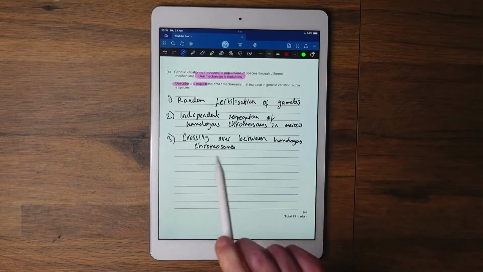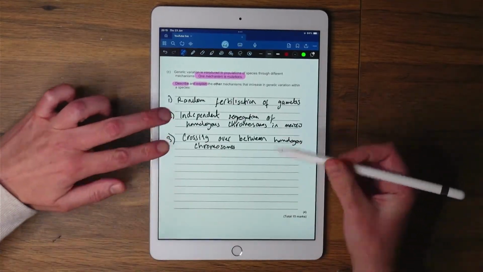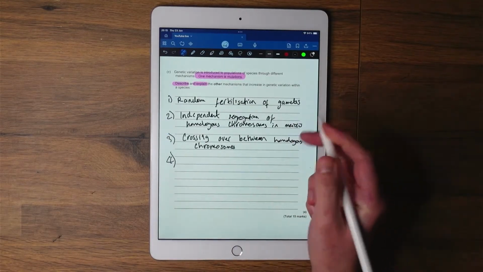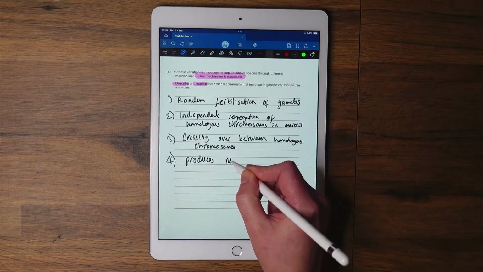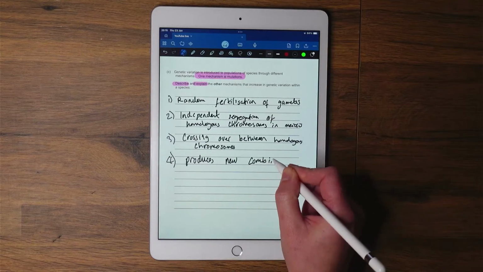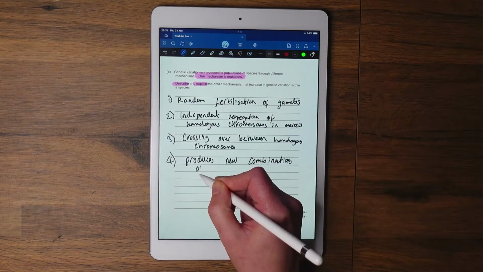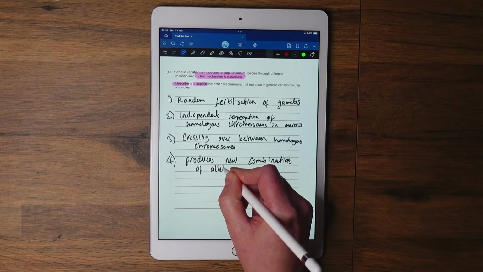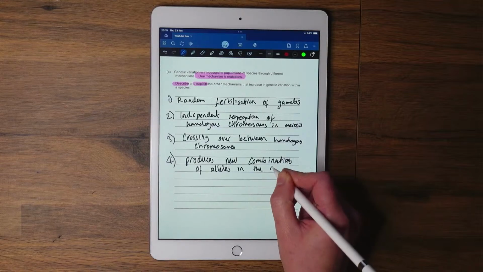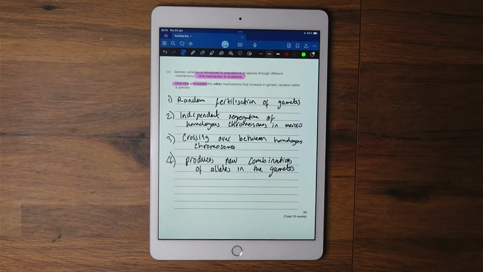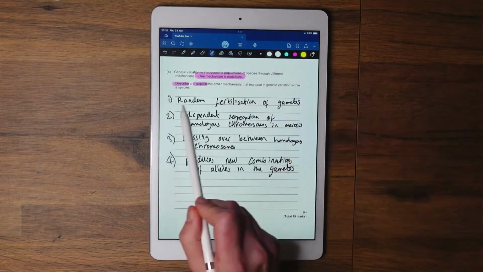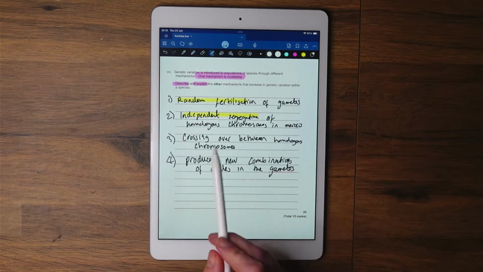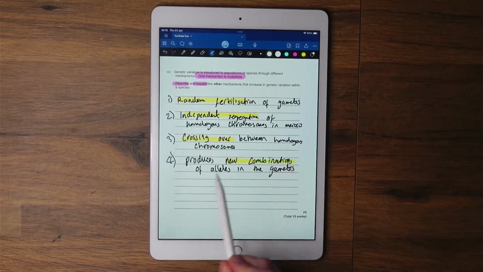But at the moment I've just described, I haven't really explained. So what happens, particularly with these 2, is it introduces genetic variation because it produces new combinations of alleles in the gametes. And that's how we get the genetic variation. So the key concepts then: random fertilization, independent segregation, crossing over, and we've got new combinations of gametes as our explanation.